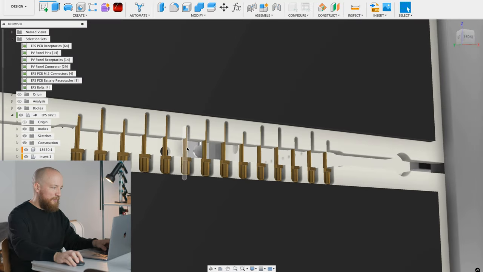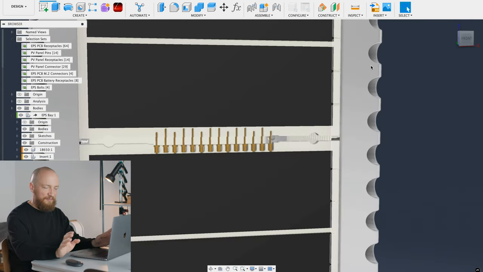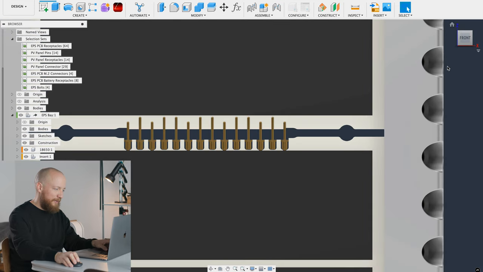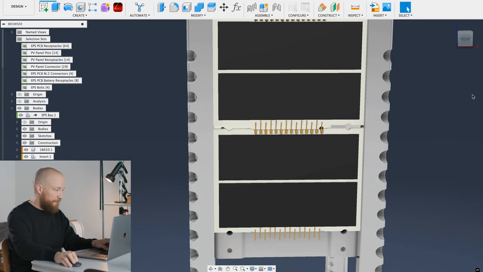So I would solder the pins into one side and the receptacles into the other side, and then stack them together during assembly. Yeah, I have mentioned it, but this is very experimental. I have no idea if this is going to work, but it would be a maybe a bit finicky, but kind of affordable solution.